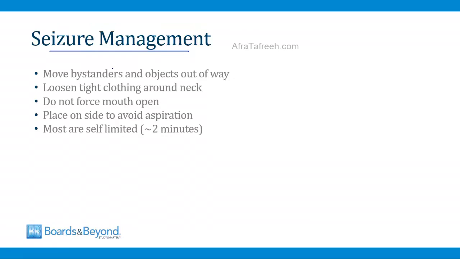One of the first things you want to do is clear some space for the person in case they're having tonic-clonic type muscle activity. So you want to move bystanders and objects out of the way so nobody gets hurt. If you can safely do so, you should loosen tight clothing around the neck.